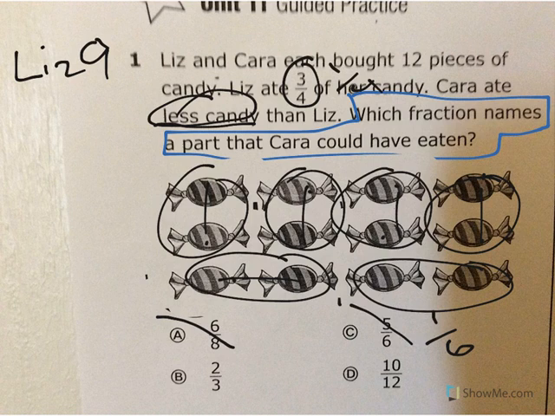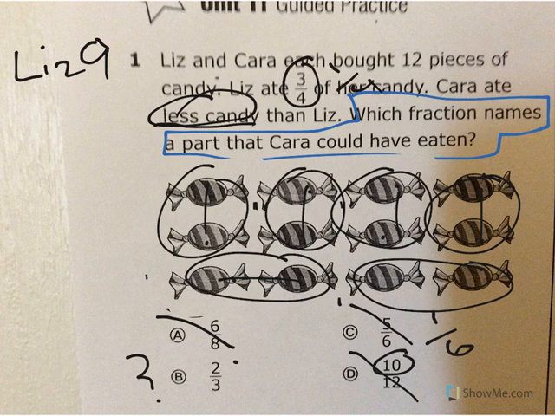Look at answer choice D. 10/12 is equivalent to 5/6, but also that means that she ate 10 pieces of candy because there's 12 total. So we can eliminate that answer choice. So now that leaves us with 2/3, and we're going to put a question mark there.